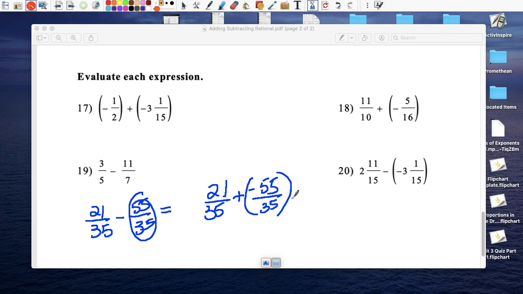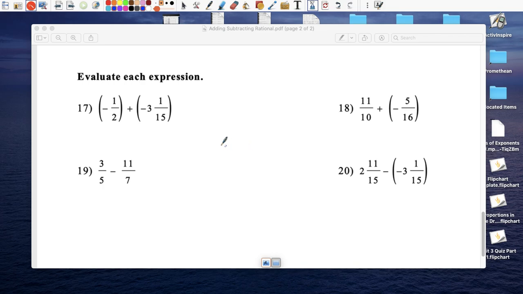Now you can clearly see what's happening. It's a positive number plus a negative number, right? So we take the absolute value of the greater one, which is 55 over 35. So my answer is going to be negative, and then we've got to subtract these two. So 55 minus 21 is 34. Negative 34 over 35.